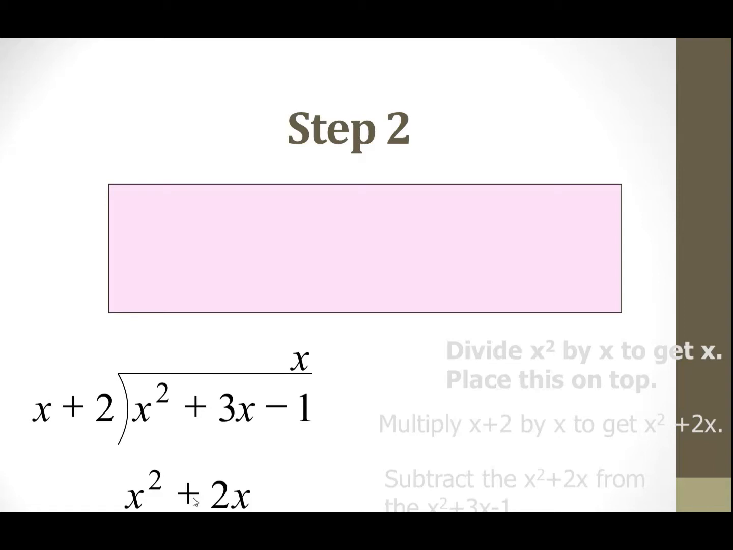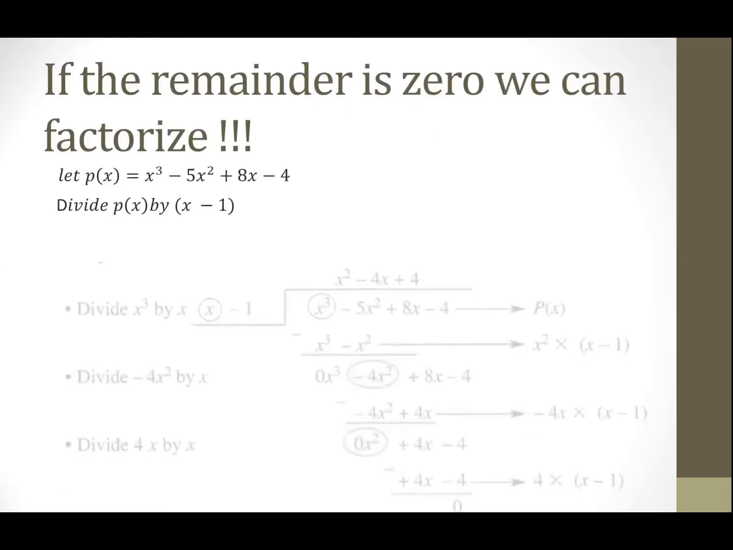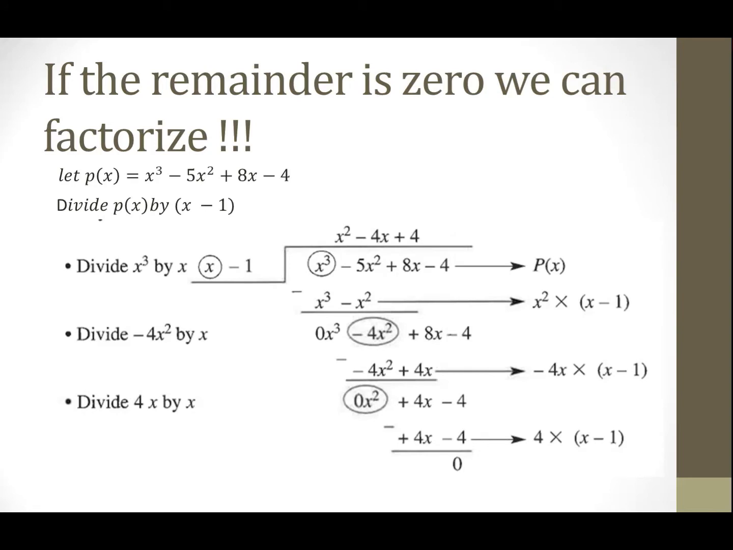We multiply x by x plus 2, and we subtract, and we get down 2 or minus 1, and then continue doing the division, x by x, which is 1, times x plus 2, and we subtract, and we get the remainder here, negative 3. And the same way, we said that if the remainder is 0, we can factorize. For example, if we divide this polynomial by x minus 1, we get that the remainder is 0, and we can factorize. That's everything in chapter 4, which is polynomials.